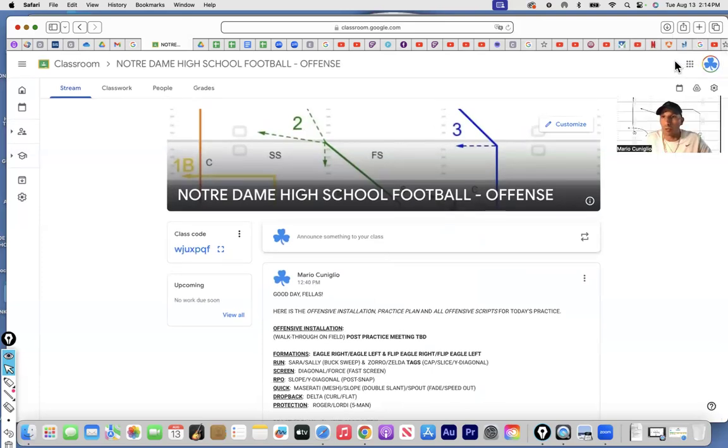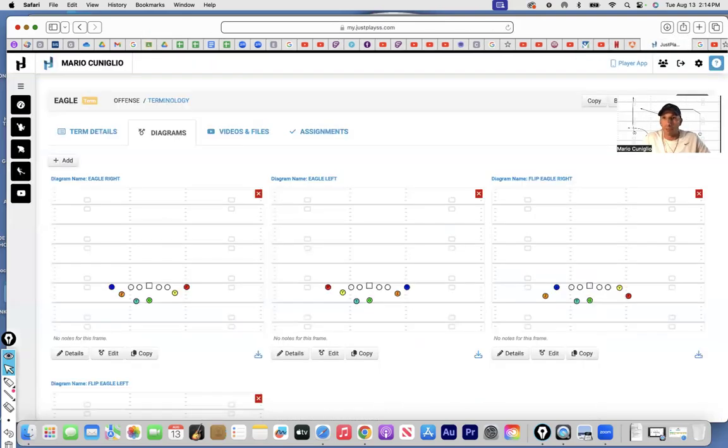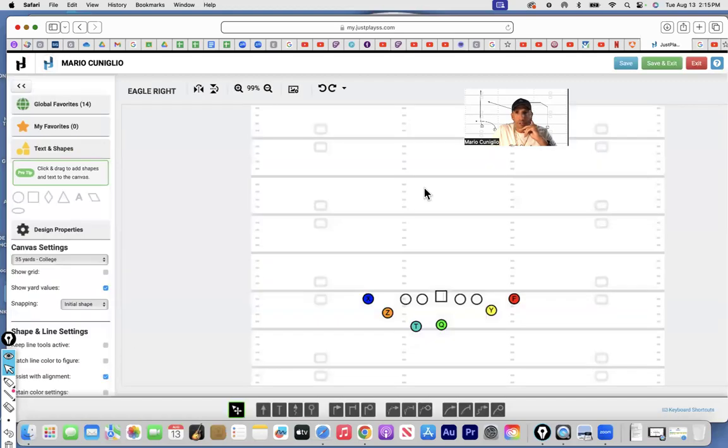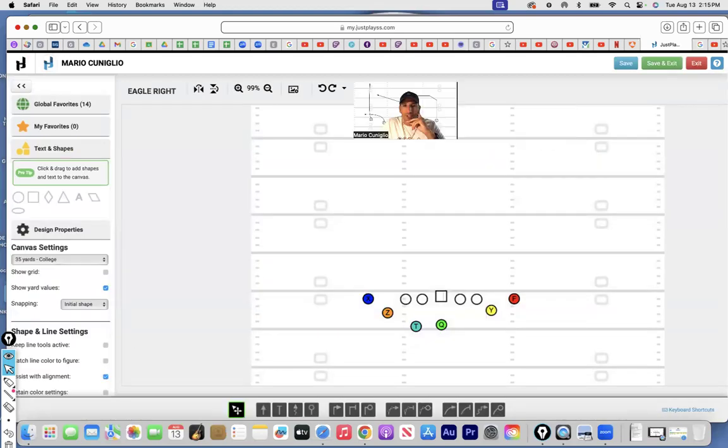Now, what I'm going to do is go into my just play, and I'm going to talk about the walkthrough and the formations that we're adding. We're adding 4 new formations today. They're more of a condensed type of look. So we'll start with eagle right. Okay, so basically what we're looking at is eagle right.